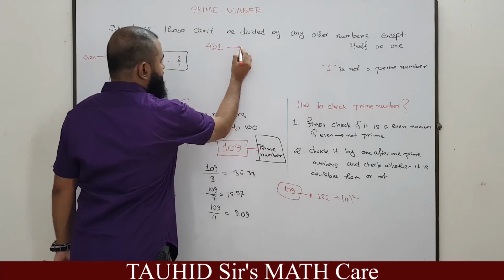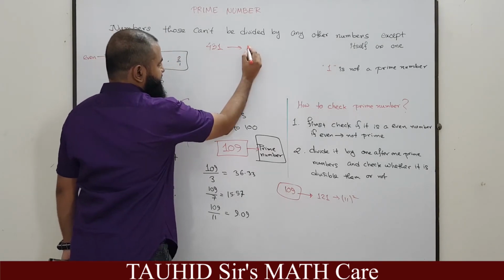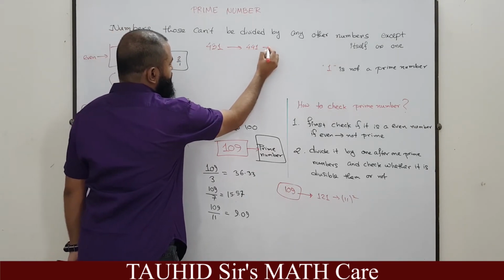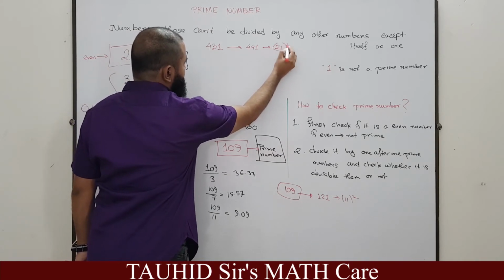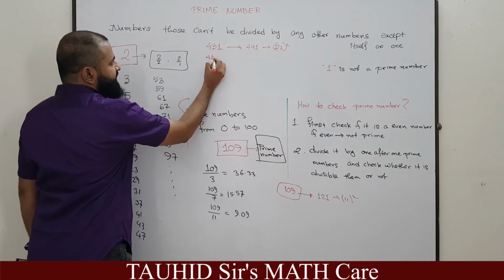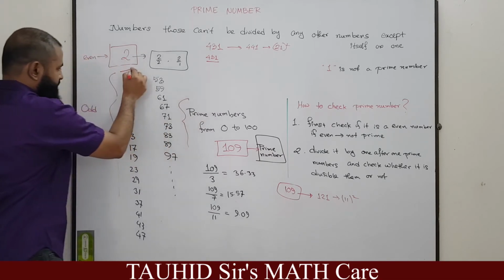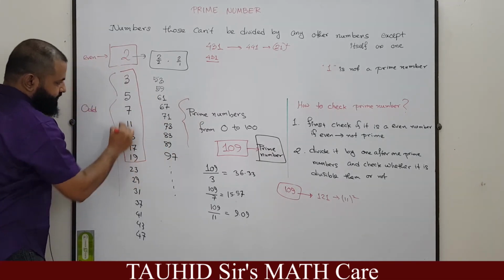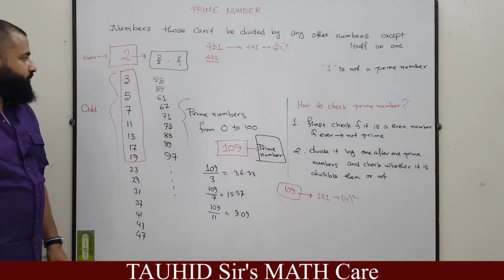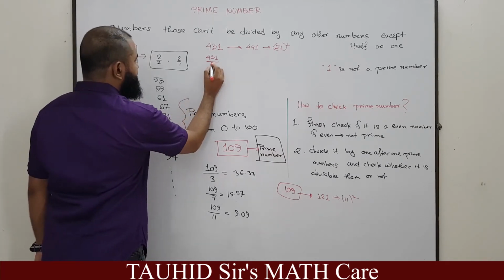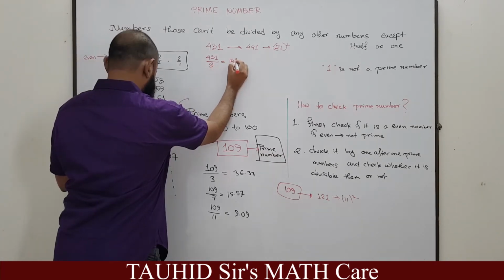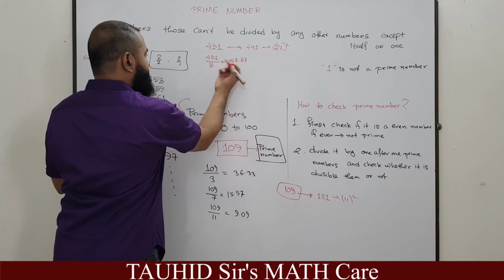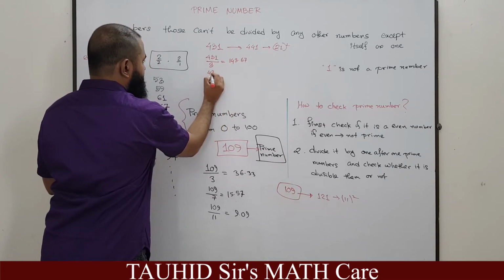What is the square number immediately next to this? It is 441, which is 21 squared. So we will check this number by these digits. So let's check. 431 divided by 3 is 143.67. So the answer is negative.